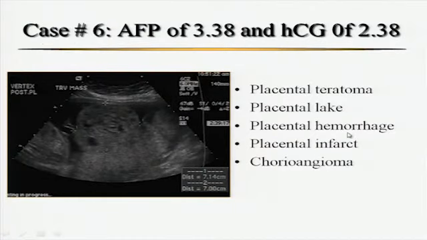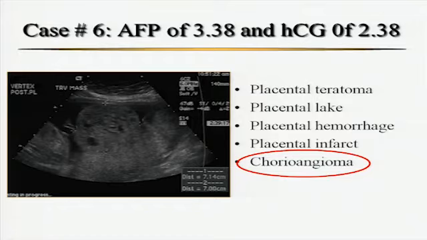So what do you think this could be? Placental teratoma, placental lake, placental hemorrhage, placental infarct, or chorioangioma? What's the most common placental tumor that we see? Chorioangioma. And because they're highly vascular, they can actually shunt blood away from the baby. So then you end up with a growth delay and even sometimes decreased fluid around the baby.